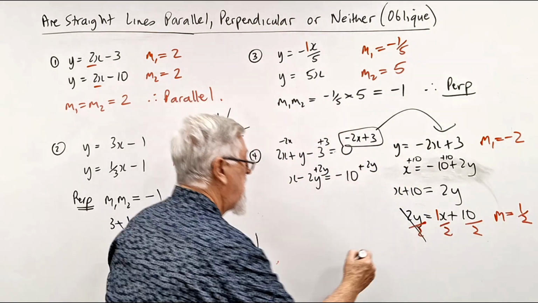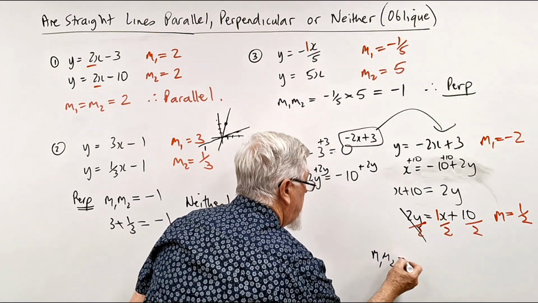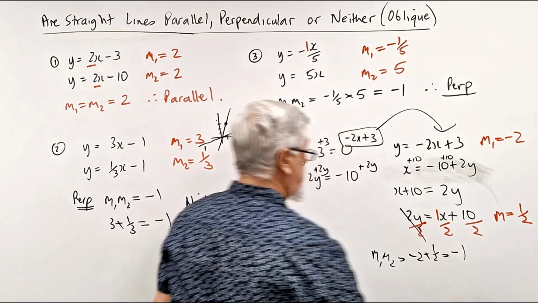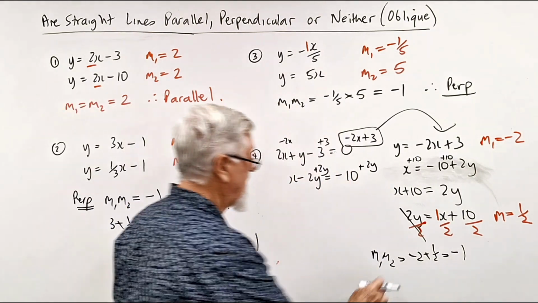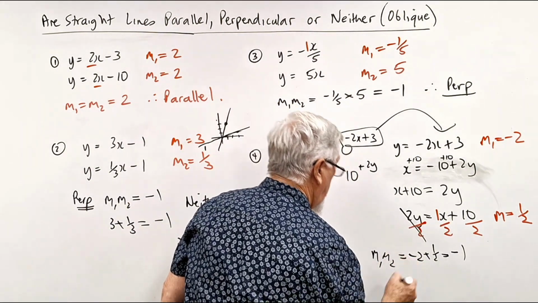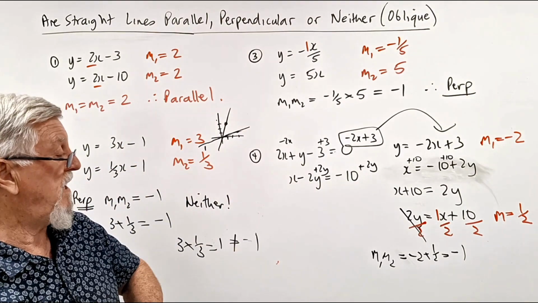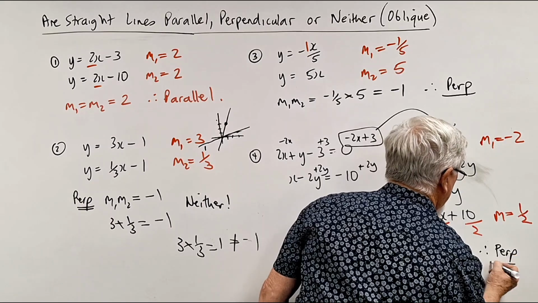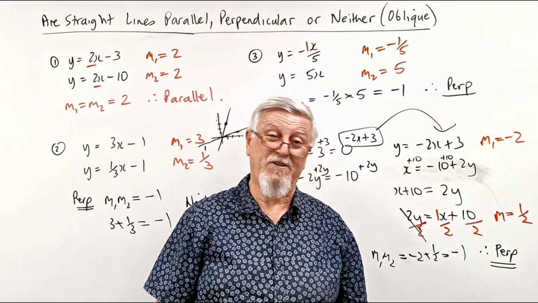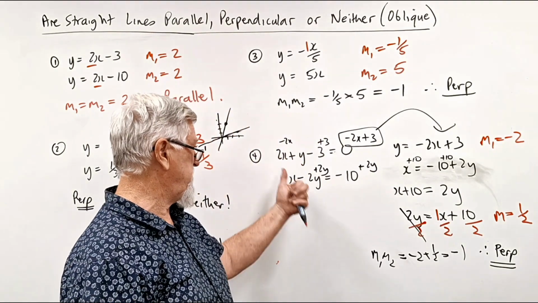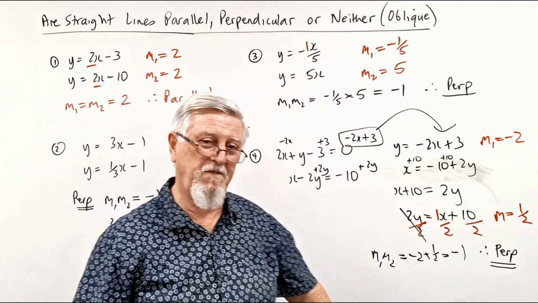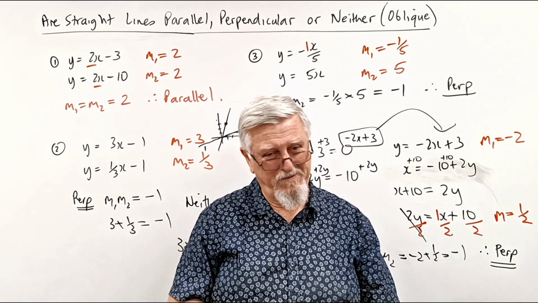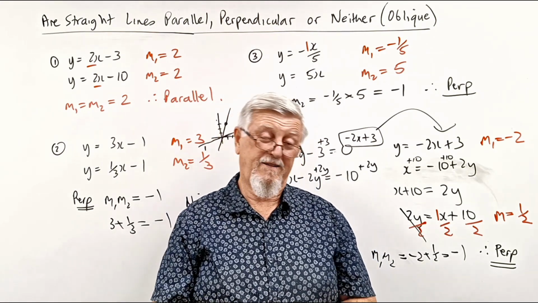What's my rule? M1 times M2 is minus 2 times a half, which is minus 1. You can say, therefore, they are perpendicular. And the question's done. So you can see if I really wanted to make it tricky, put some fractions in, put more negatives in, maybe rearrange the question where it's in an unusual form to see if it makes students muck up.